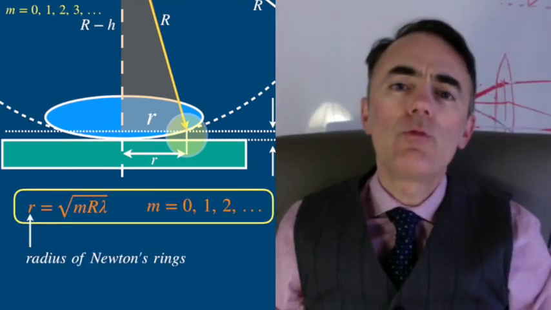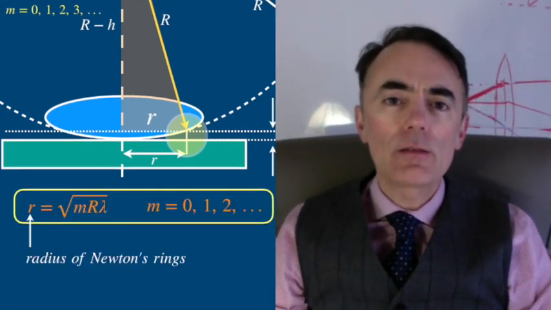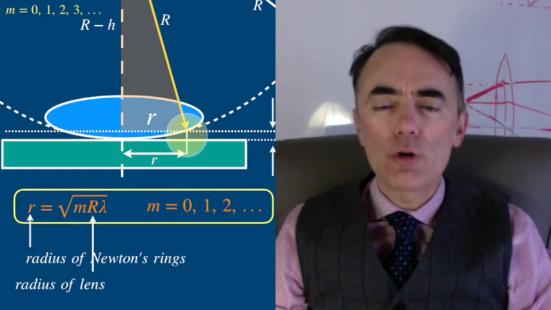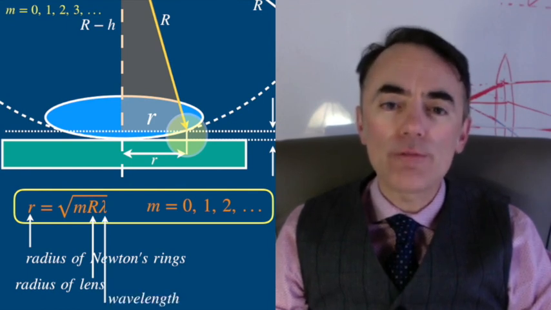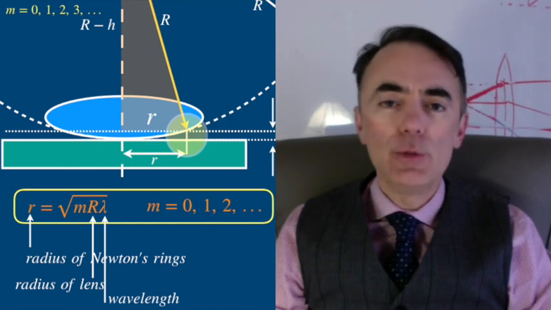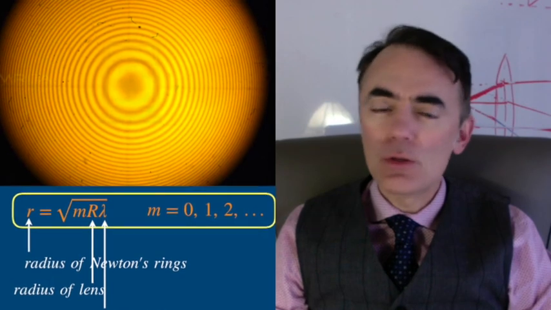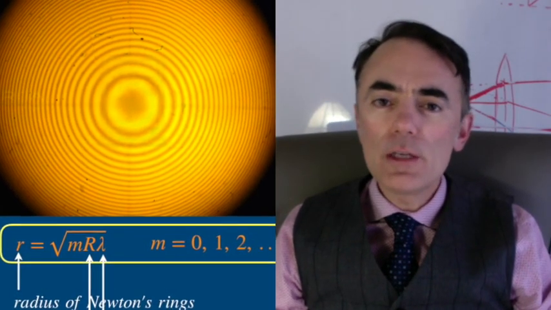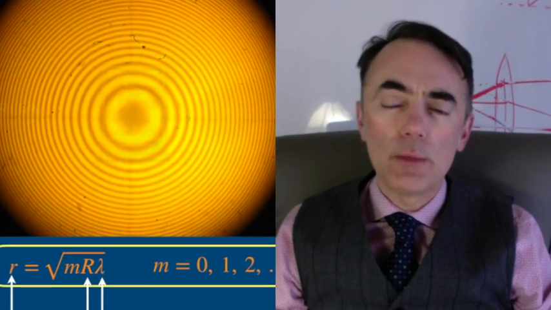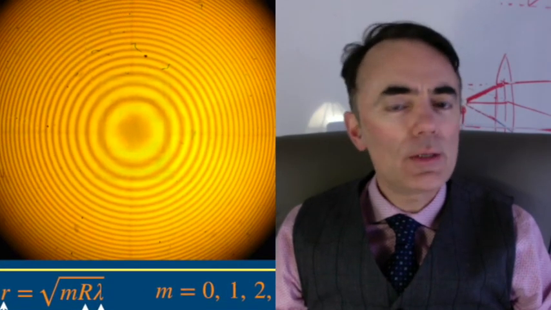So by measuring the radius of Newton's rings, knowing the radius of curvature of the convex lens, we can determine the wavelength of the light being used. This is an actual picture of Newton's rings. Remember that for these, we consider normal illumination. So as you can see, there is plenty of interference all around us. May science be with you.